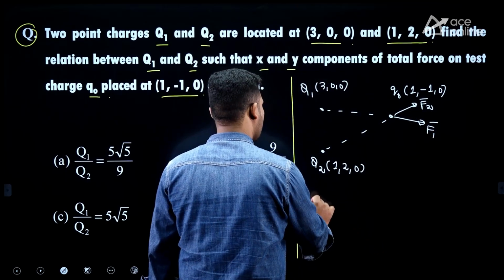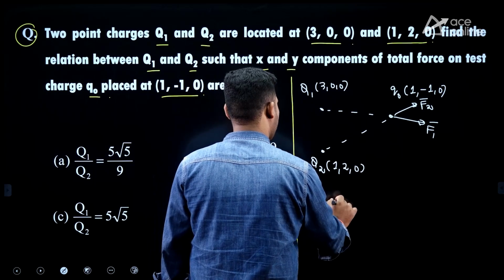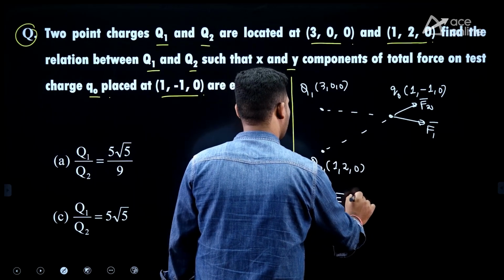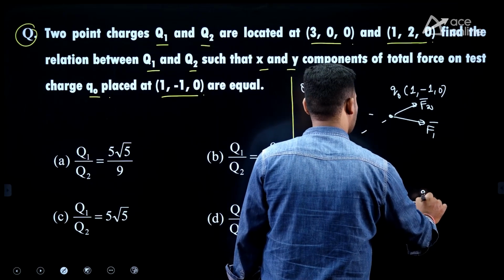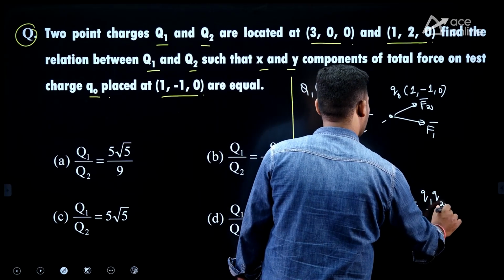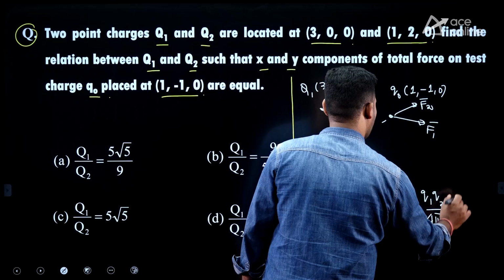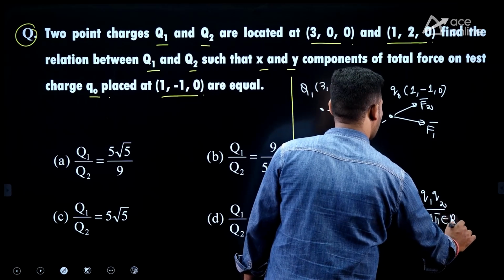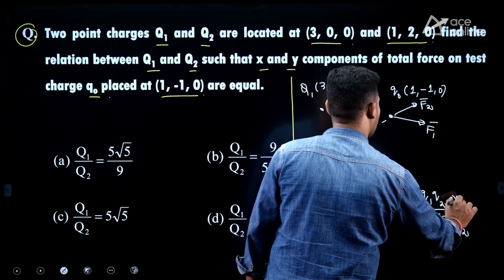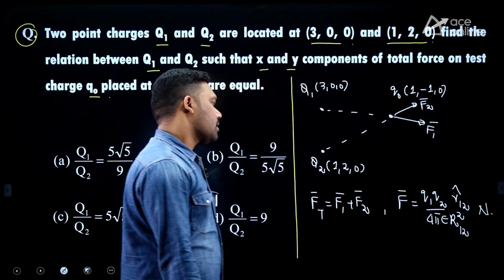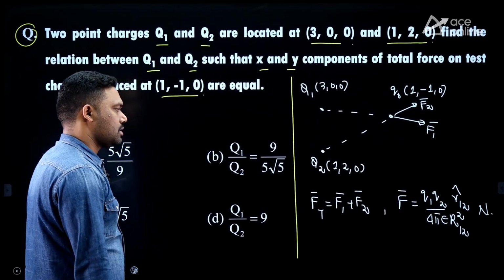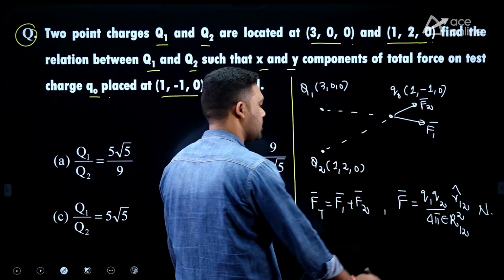What is the total force? F1 plus F2. You can apply the superposition principle. What is the force here? It is Q1 Q2 divided by 4 pi epsilon R12 square into R12 cap. Units are newtons. Clear, guys? Chalo. It is the force on second one due to first one.